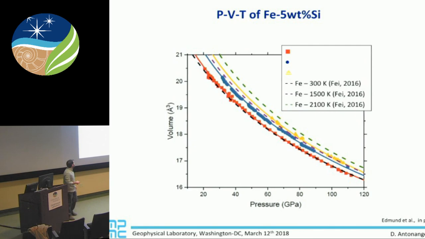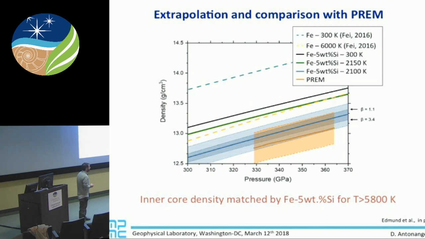So adding 5 weight percent of silicon slightly increased volume at 300 K, compressibility is barely affected, but you can observe that adding silicon reduced the thermal expansion of iron. So we can then extrapolate this relation for pure iron and the one obtained for iron silicon alloys to inner core conditions and compare with the PREM density. And as already anticipated, pure iron is too dense, while adding 5 weight percent silicon makes it compatible with the PREM density for temperatures above 5500 Kelvin. Here, this blue line is for 6000. So far, so good. But the density is the least constrained.